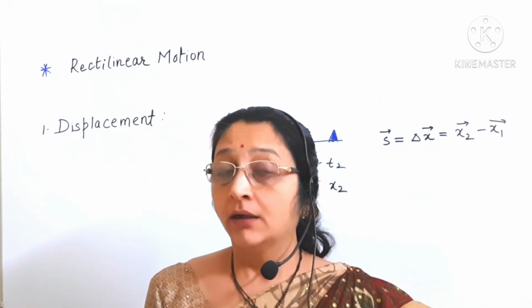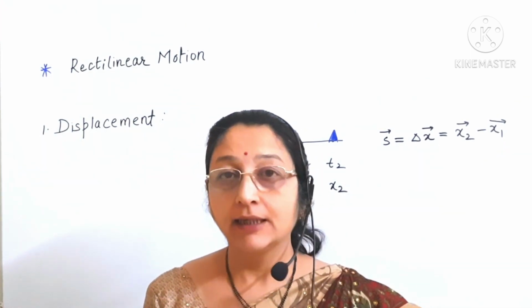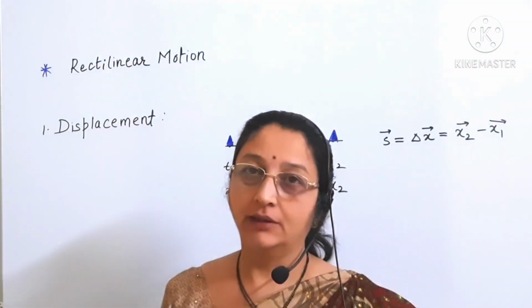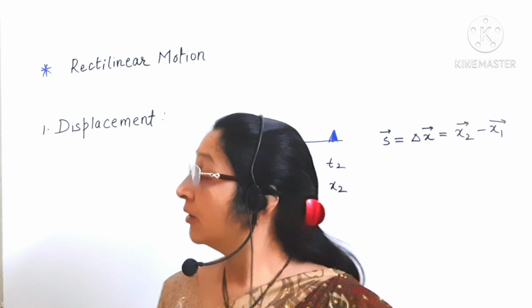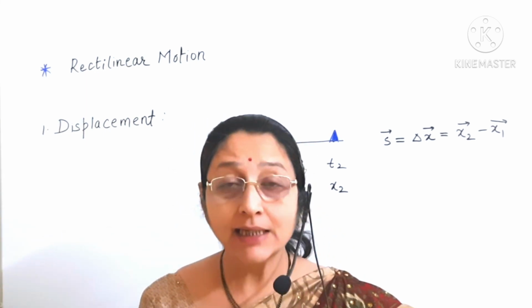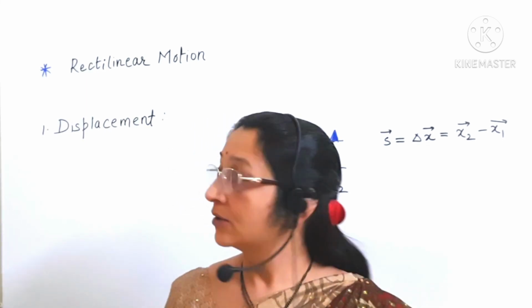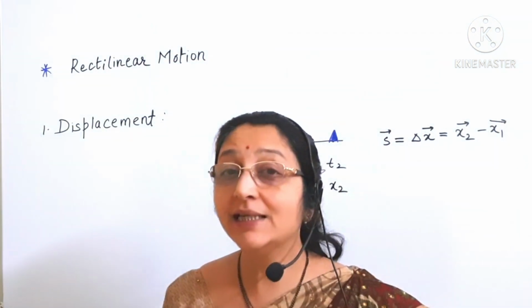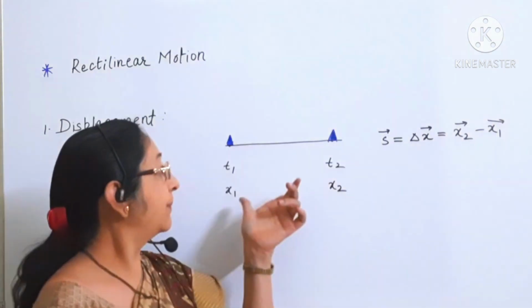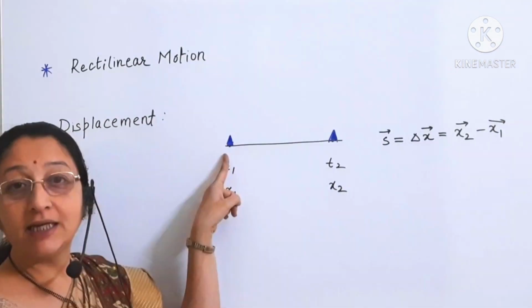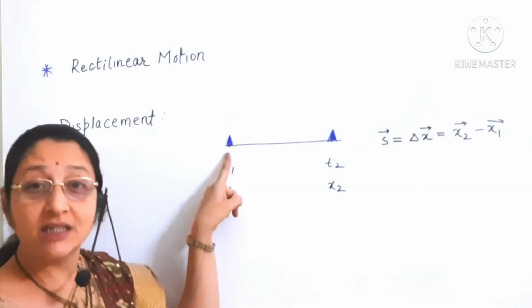Initially we are going to discuss the rectilinear motion, that is motion in a straight line or motion in one dimension. We are going to discuss some definitions. So the first is about the displacement. Now, supposing an object is at time t1.